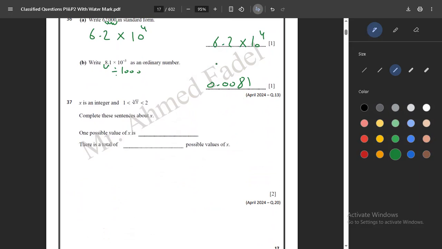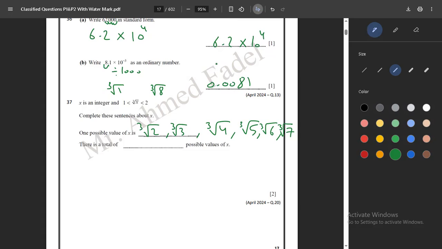Here in this question, x is an integer. All right, what is it going to be? Complete these sentences about x. One possible value of x is, well, Mister, here definitely this is a cubic root. So I need 1 is cubic root of 1, and 2 is cubic root of 8. So it is any value between cubic root of 1 and cubic root of 8. It could be cubic root of 2, or cubic root of 3, or cubic root of 4, cubic root of 5, cubic root of 6, and the last one is cubic root of 7, right?